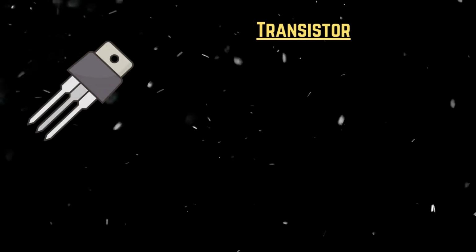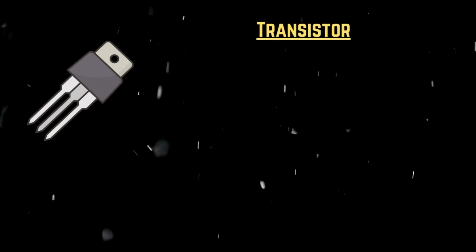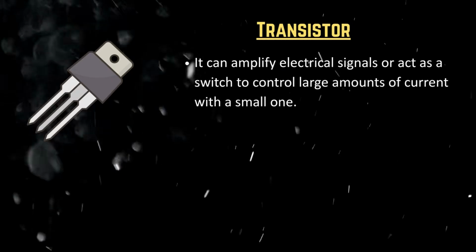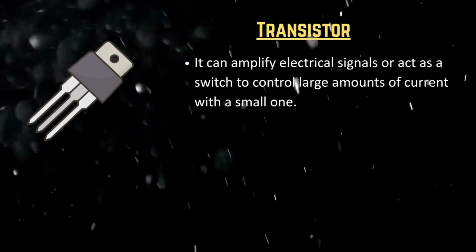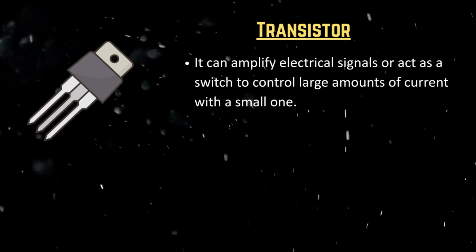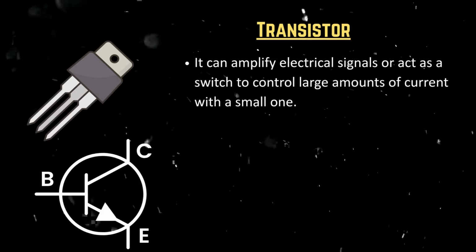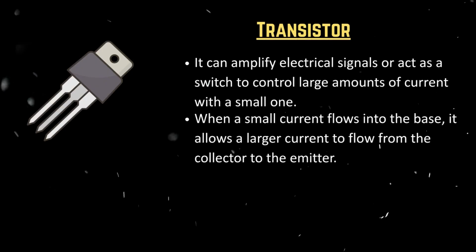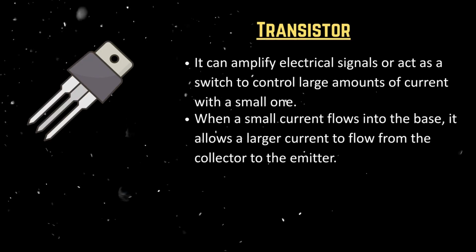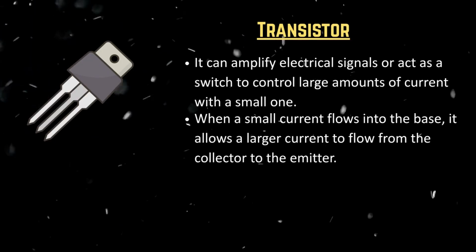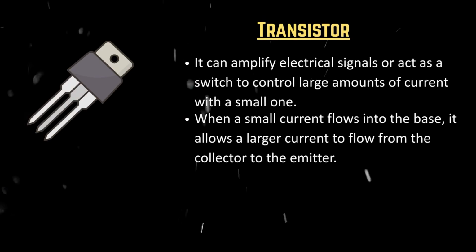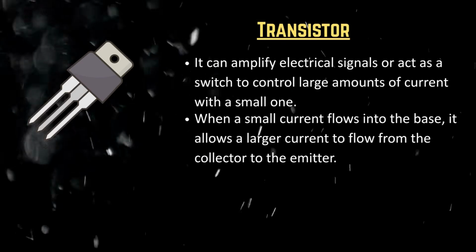8. Transistor. A transistor is one of the most important components in electronics. It can amplify electrical signals or act as a switch to control large amounts of current with a small one. Transistors have 3 parts: collector, base, and emitter. When a small current flows into the base, it allows a larger current to flow from the collector to the emitter. This is how tiny signals, like the one from your microphone, can be turned into louder sound in speakers.